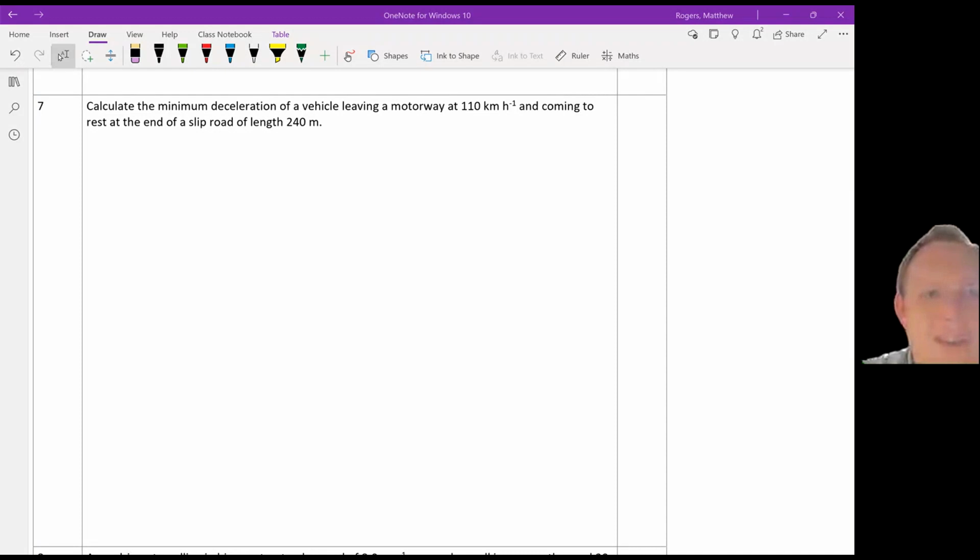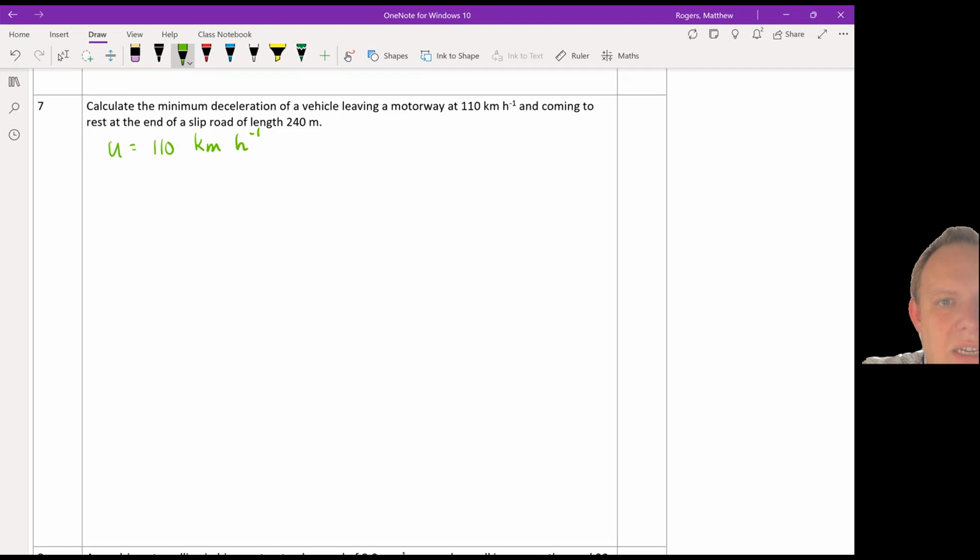This question is, calculate the minimum deceleration of a vehicle leaving the motorway at 110 kilometers per hour and coming to rest at the end of a slip road of length 240 meters. Let's write down the quantities that we know. The initial speed u is 110 kilometers per hour.